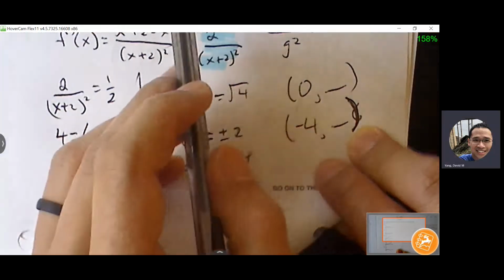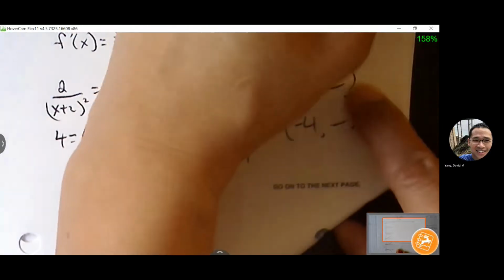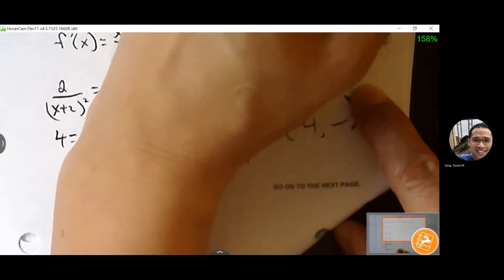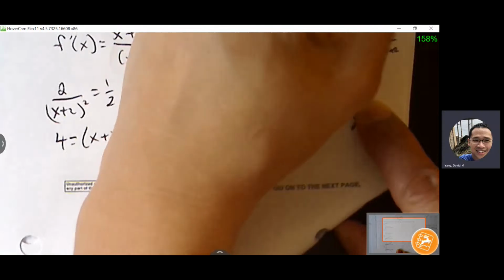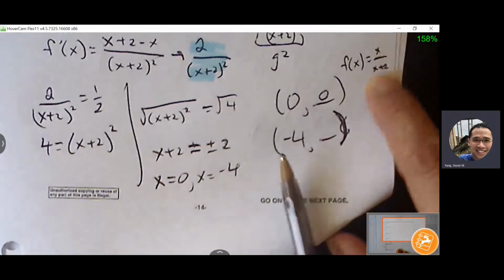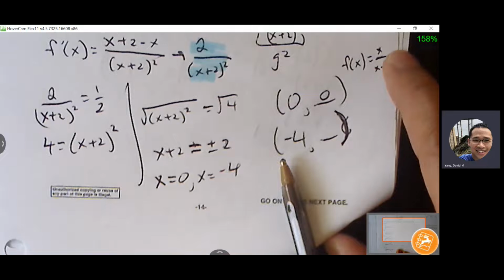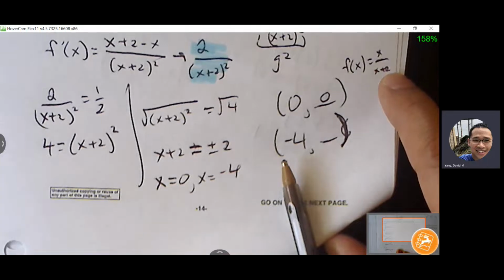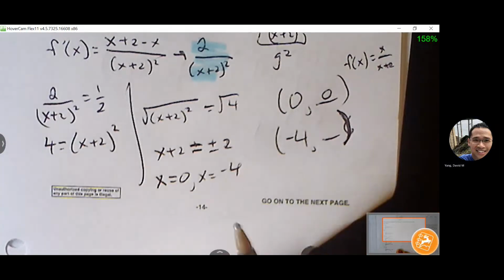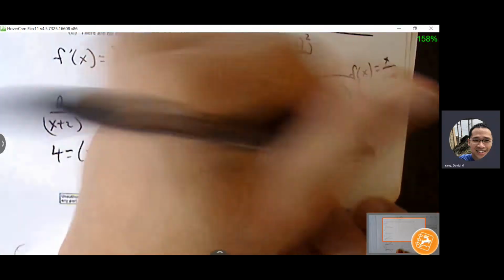So insert 0 back into the original function. 0 over 0 plus 2 is 0. -4 for x, -4 over -4 plus 2. This -4 over -2 is 2. Those are my two ordered pairs.